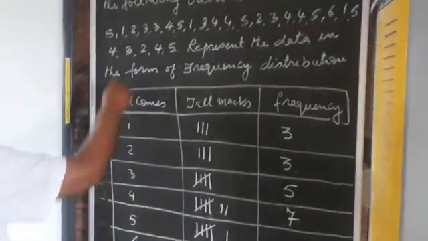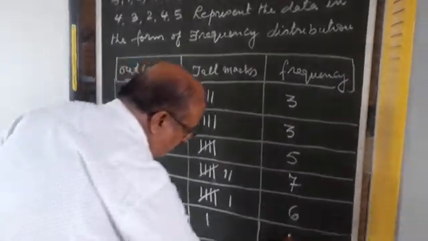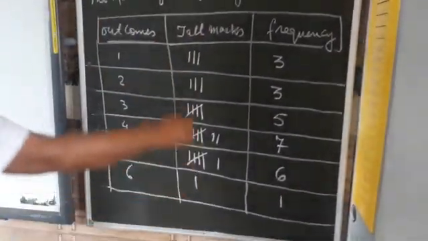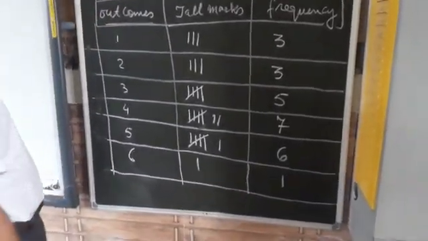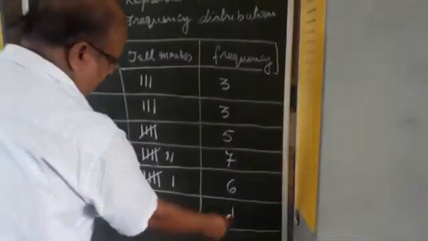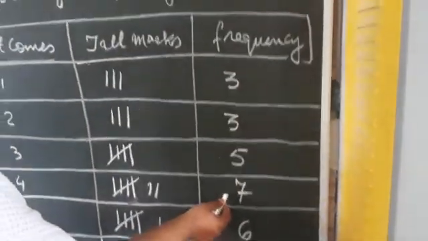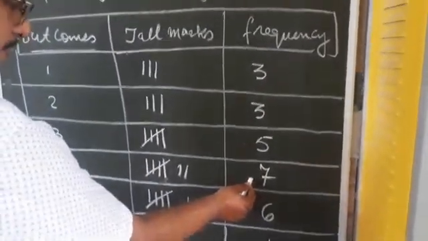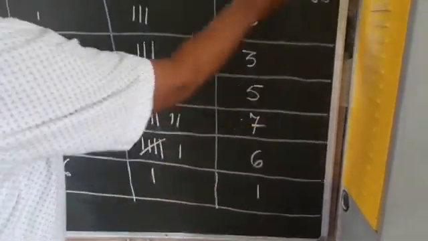Okay, now how many times is 6 here? Only 1 time. So 1 and 1. So if you group all this together and add, it becomes 25. That means you see 6, 1, 7. So 3, 3, 6, 6, 5, 11. 11 plus 7 is 18. 6, 24 and 25. So the total frequency is 25.